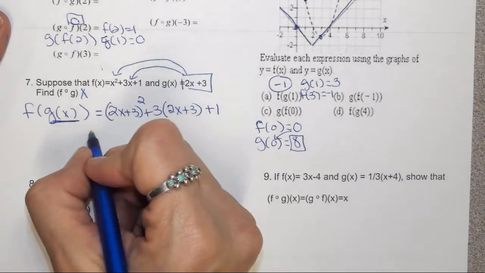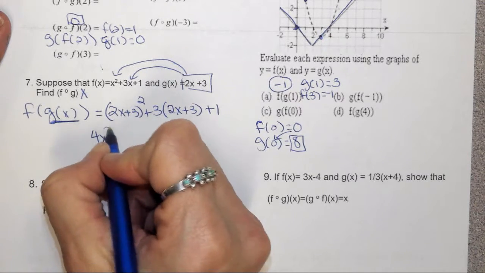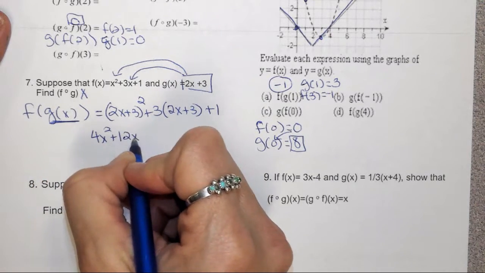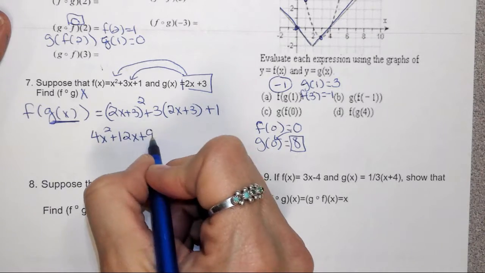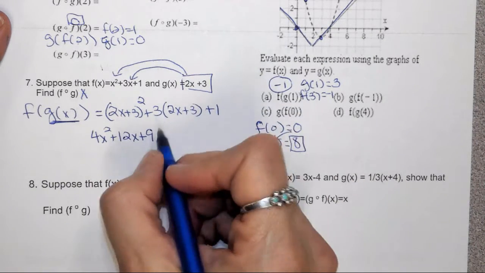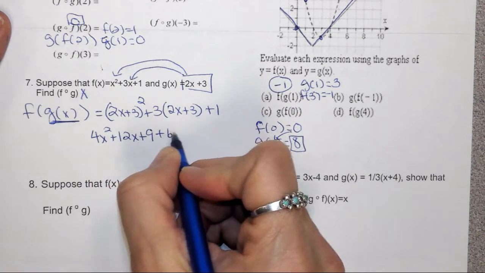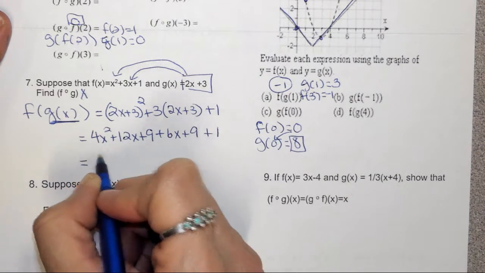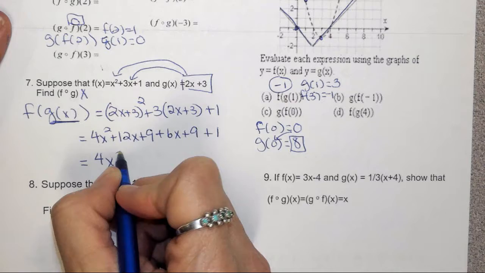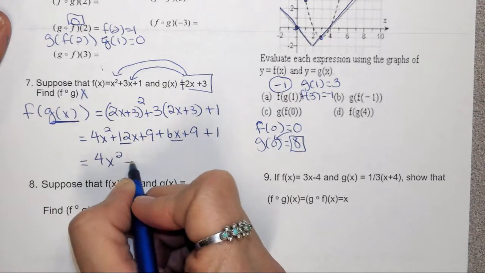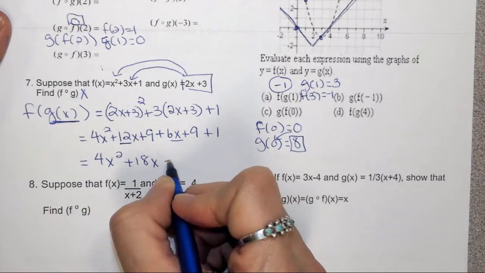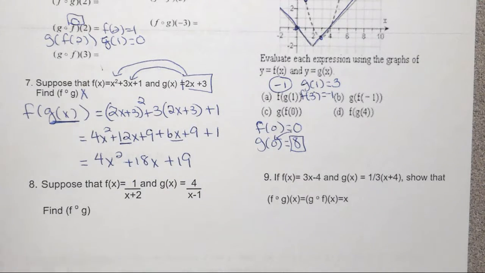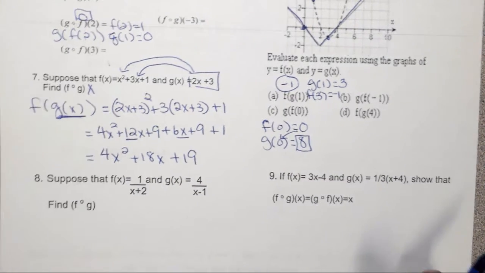And then we're going to FOIL. When you FOIL, you get 4x squared plus 12x plus 9. Then I'm going to distribute right here, and I get 6x plus 9 plus 1. So we get 4x squared plus 18x plus 19. And number 8 is going to work exactly the same way.